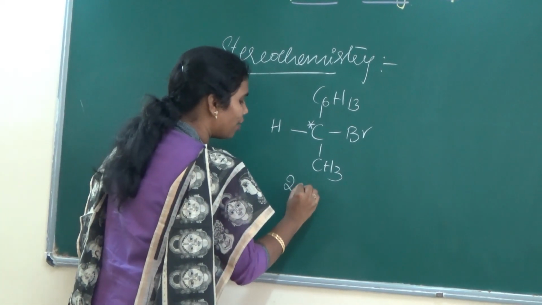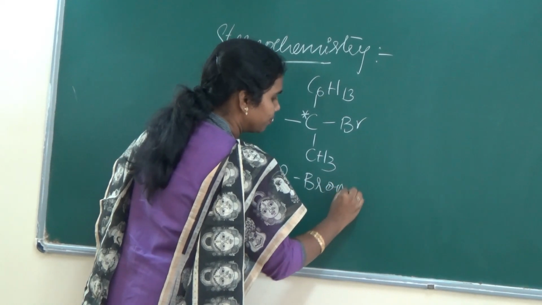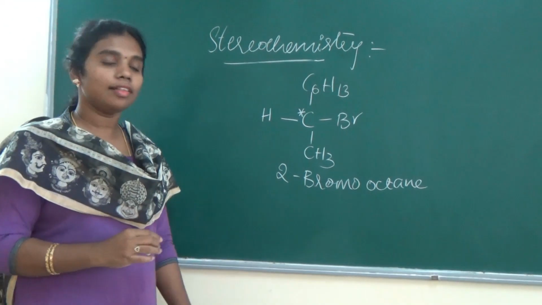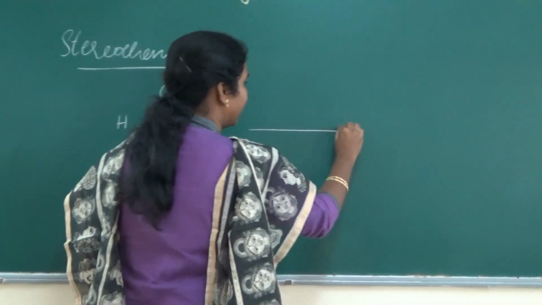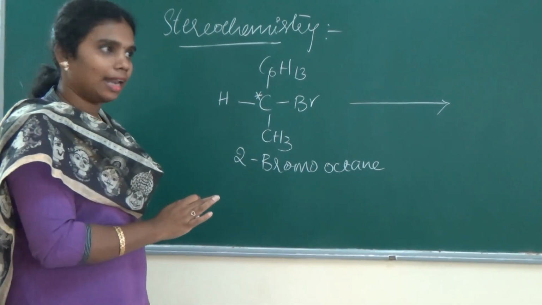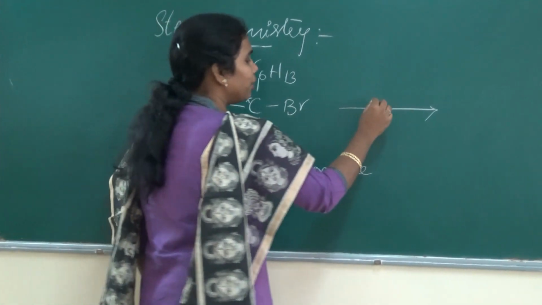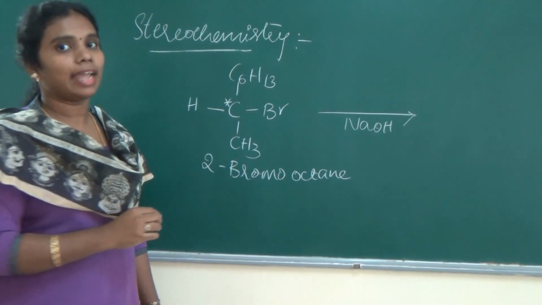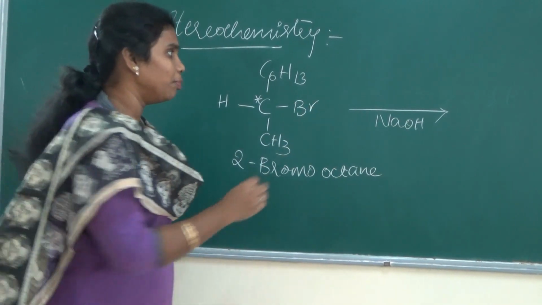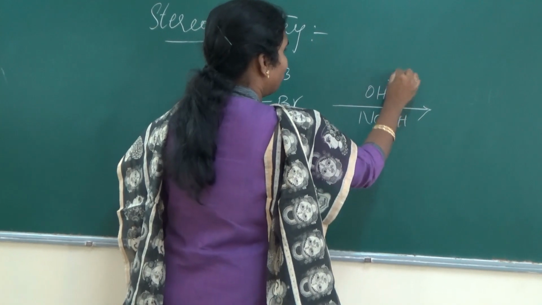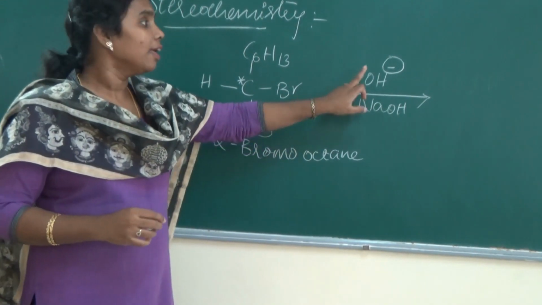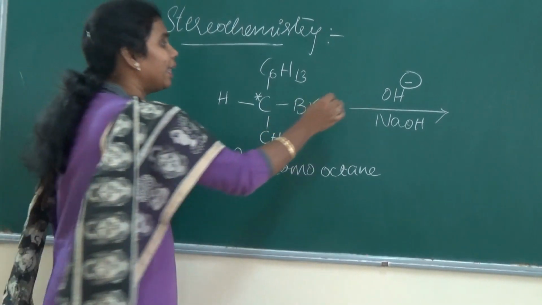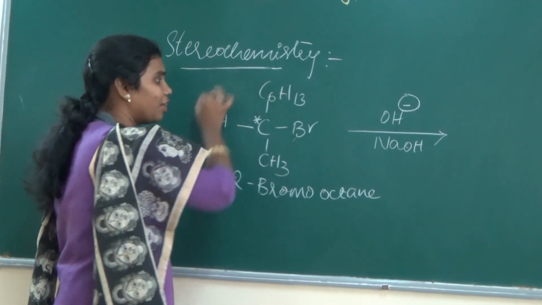So the compound we have taken is 2-bromo octane. So what is happening in this reaction? 2-bromo octane is the substrate, an alkyl halide, and bromine is the leaving group. In the presence of sodium hydroxide solution, the hydroxyl group will be released and act as a nucleophile, and this nucleophile will attack the positive center. It can attack from either the front side or the back side.